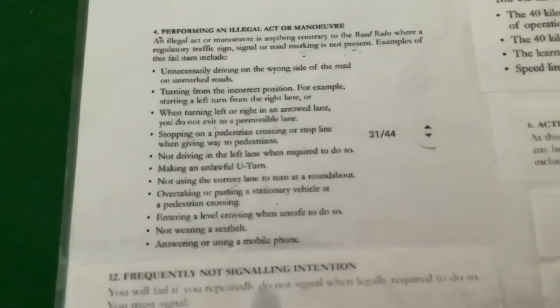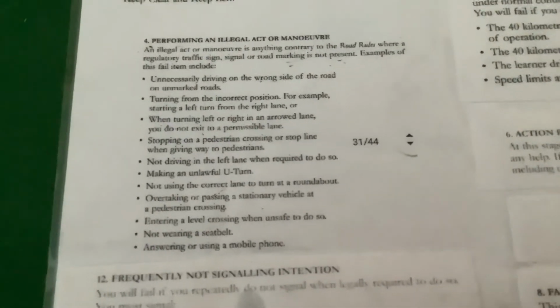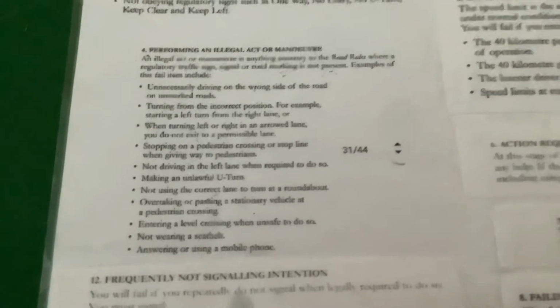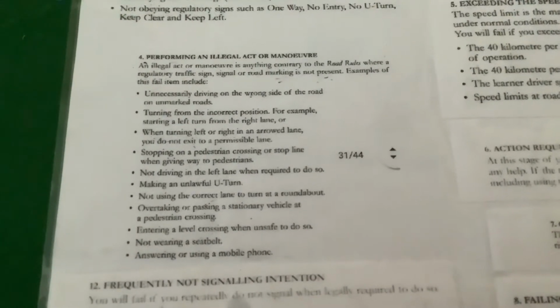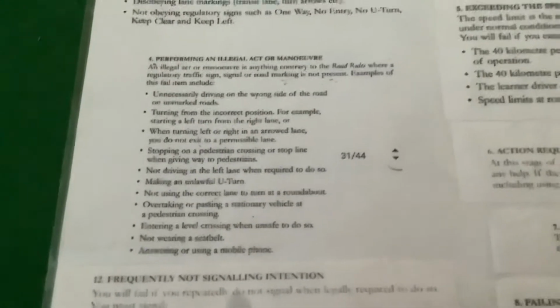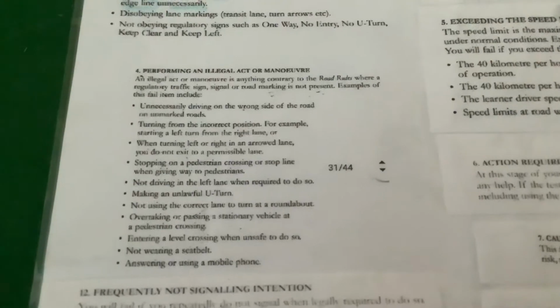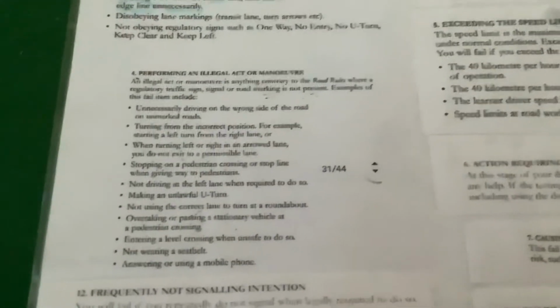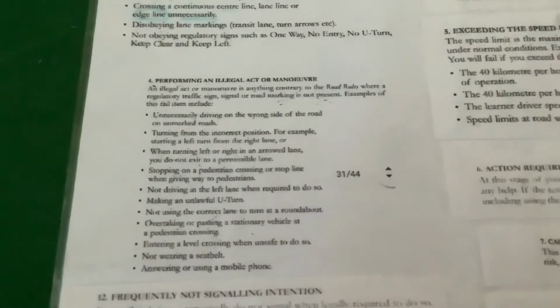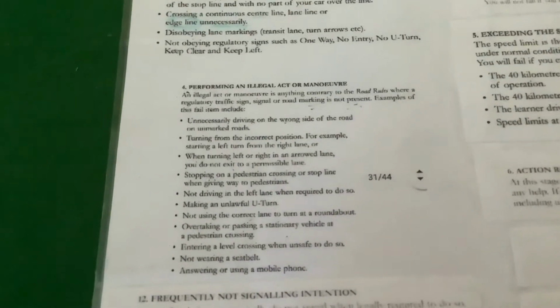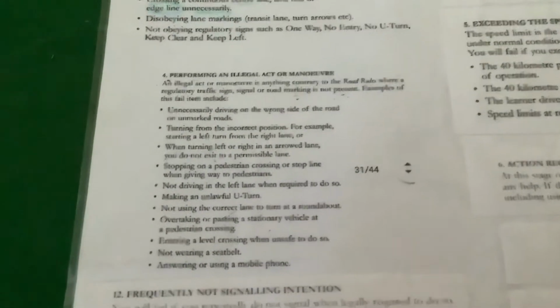And when turning from the incorrect position, for example, starting a left turn from the right lane, whether there is road marking or not, we've got to make sure a million times that for a left turn you go in the left lane, and for a right turn stay left of the center line.